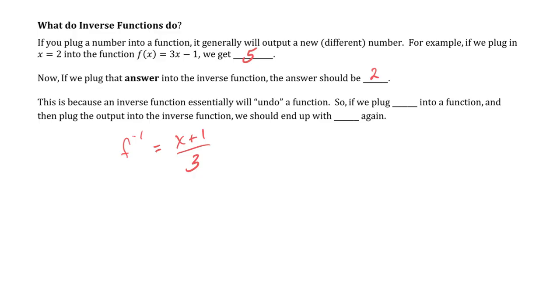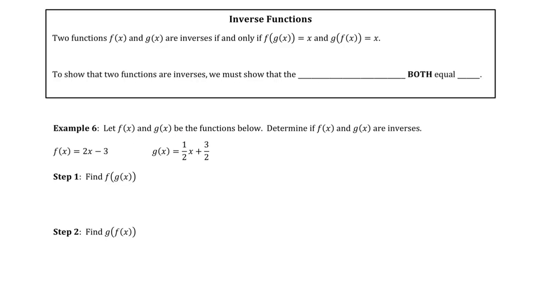So if we plug any number, we'll call it x, into a function, and then plug the output that we got into the inverse function, we should end up with whatever we started with, so whatever that x was at the beginning. So inverse functions. Two functions, f of x and g of x, are inverses if and only if f of g of x equals x and g of f of x equals x. To show that two functions are inverses, we must show that the compositions equal x.